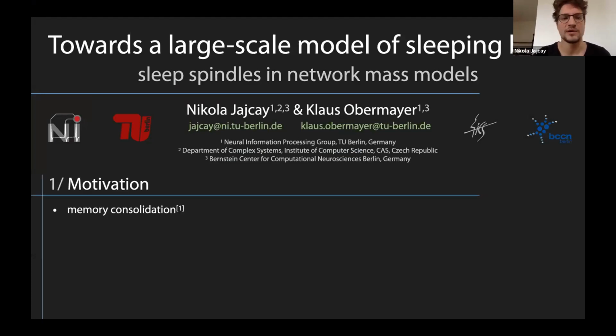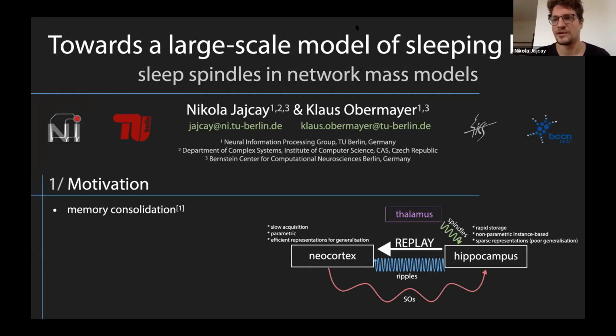The main motivation for my work is memory consolidation, where according to the two-stage model of memory consolidation, the newly encoded episodic memories are stored in hippocampus during the day, which offers rapid storage, but unfortunately also sparse representation, which means that it has very poor generalization. Then it is thought that during the offline periods, which simply means when we are asleep, these memories are transferred to the neocortex for long-term storage, and this happens via interaction between three brain areas: the neocortex, hippocampus, and thalamus.